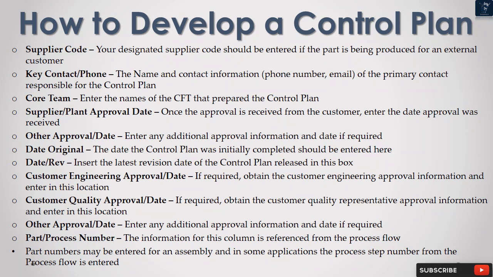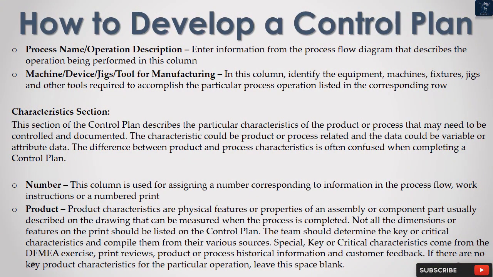Part/process number. The information for this column is referenced from the process flow. Part numbers may be entered for an assembly, and in some applications the process step number from the process flow is entered. Process name/operation description. Enter information from the process flow diagram that describes the operation being performed in this column. Machine/device/jig/tool for manufacturing. In this column, identify the equipment, machines, fixtures, jigs and other tools required to accomplish the particular process operation listed in the corresponding row.